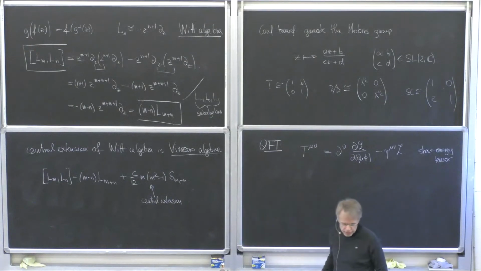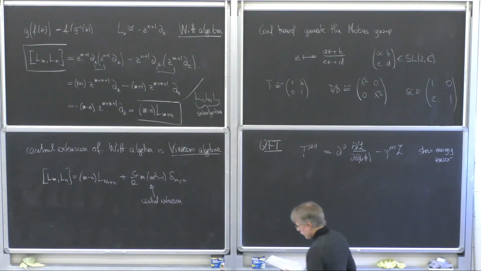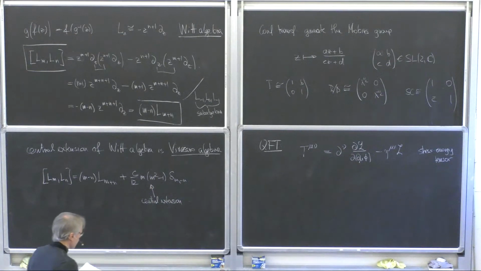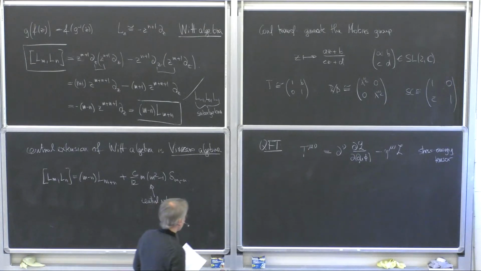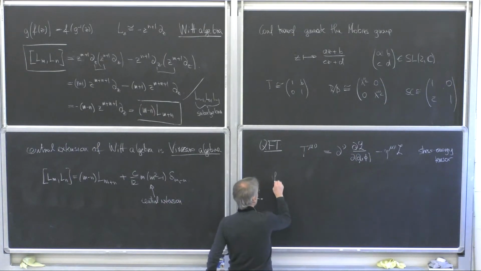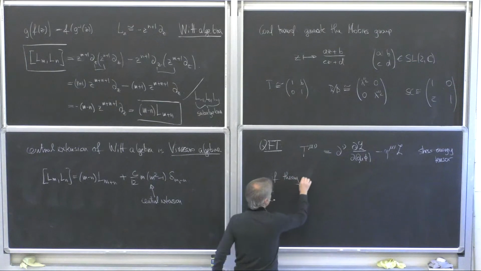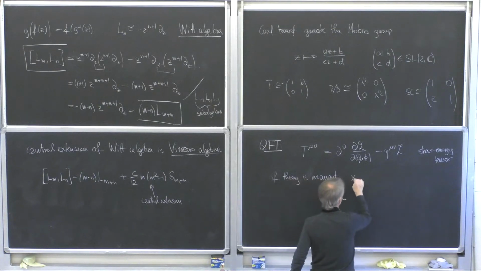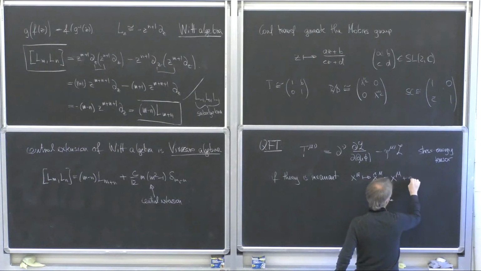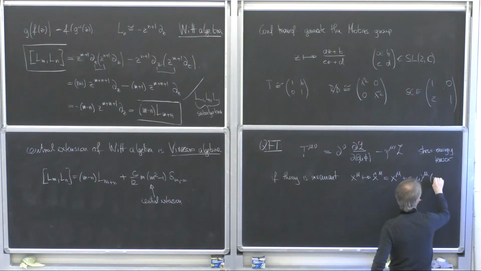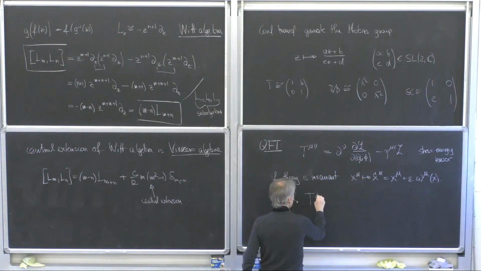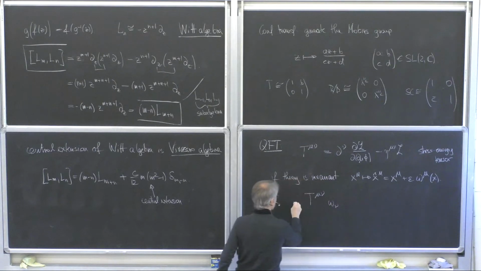And then you know that the stress energy tensor induces the local coordinate transformations. So if the theory is invariant under the transformation x^μ goes to x̂^μ, which is equal to x^μ plus ε times ω^μ(x), then this should mean that T^μν ω_ν is conserved.